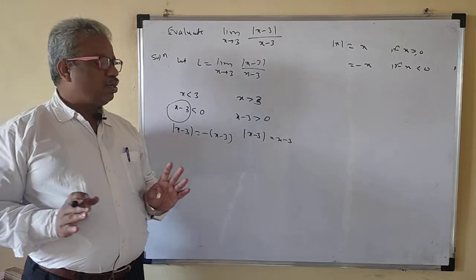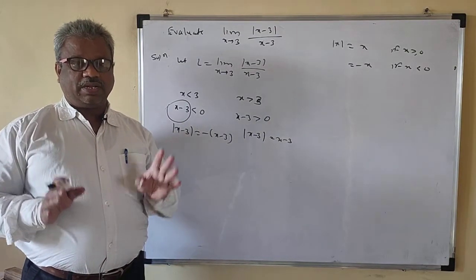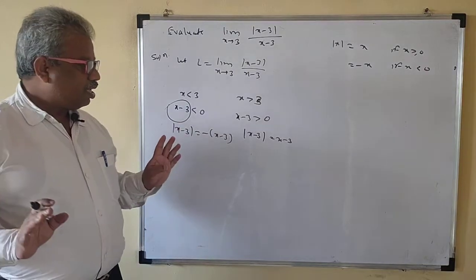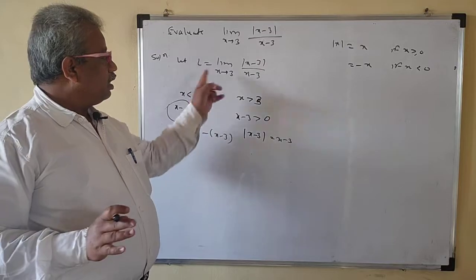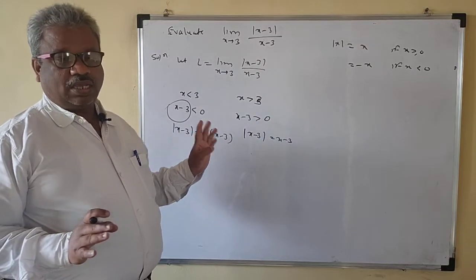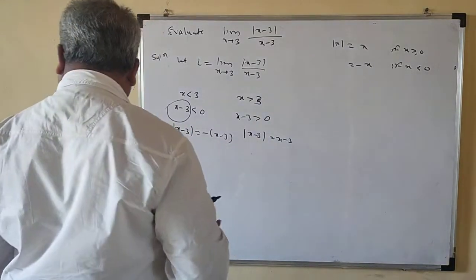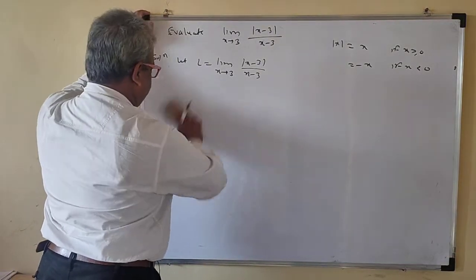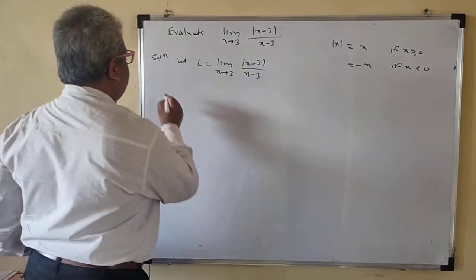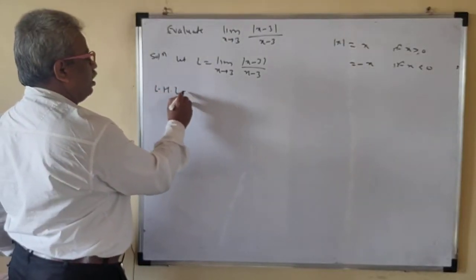Okay, so that means what? You need to find the left hand limit and right hand limit. If your left hand limit and right hand limit exist and they are equal, then we say that this limit, x tends to 3, exists. So now we'll take the left hand limit.